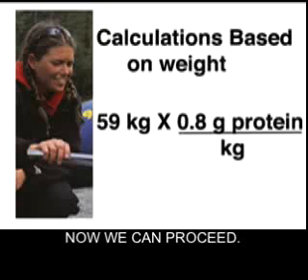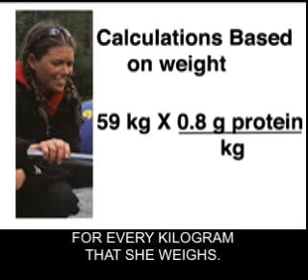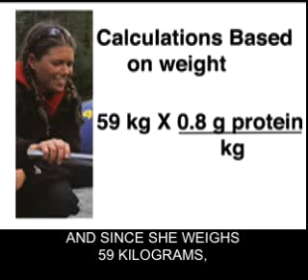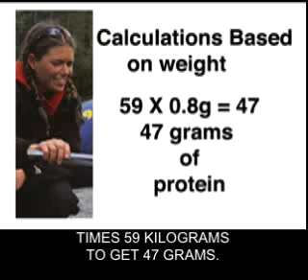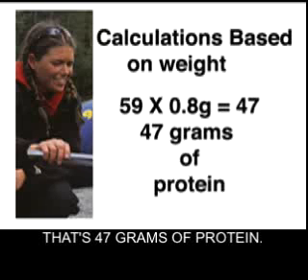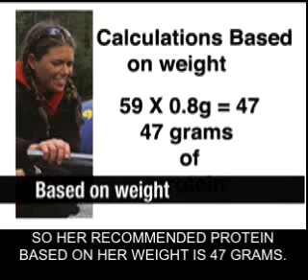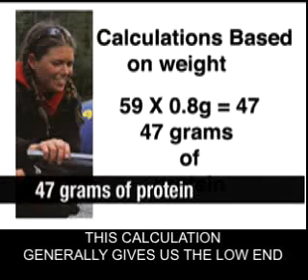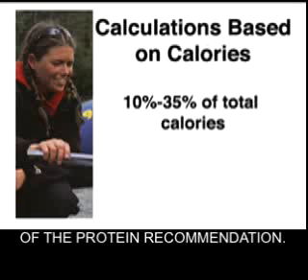Now we can proceed. This 59 kilogram woman requires 0.8 grams of protein for every kilogram that she weighs. And since she weighs 59 kilograms, we multiply 0.8 grams per kilogram times 59 kilograms to get 47 grams. That's 47 grams of protein. So her recommended protein, based on her weight, is 47 grams. This calculation generally gives us the low end of the protein recommendation.